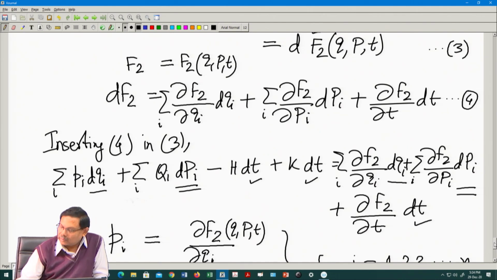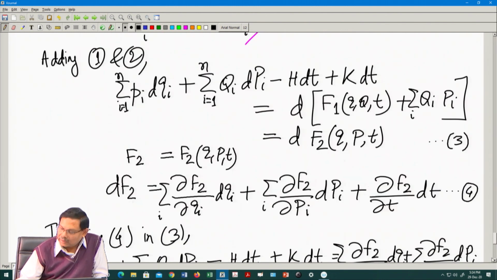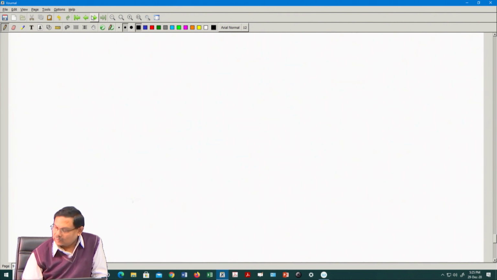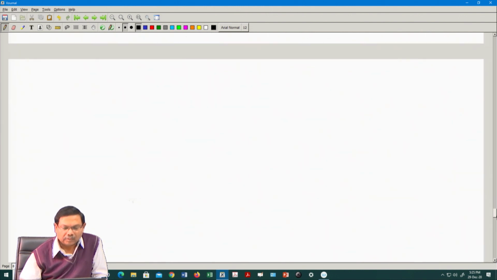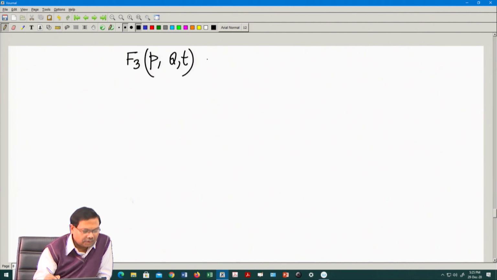So, we already did all details with the first kind of generating function, and we have already done the second kind of generating function. So, now let us go to the third kind of generating function. Okay. So, F3 depends on P, Q and T. So, to get it, what do you require?